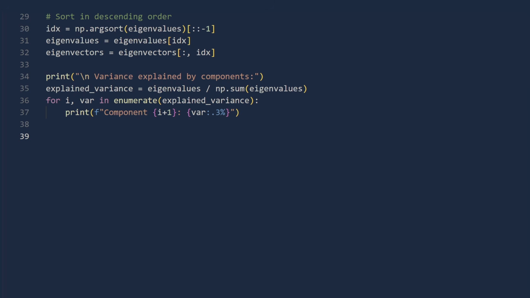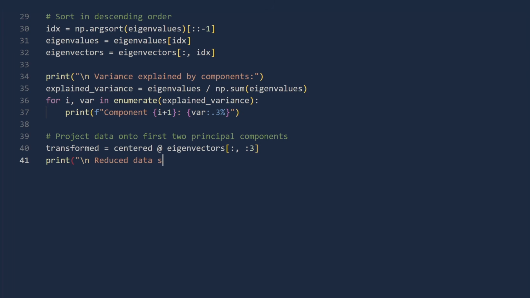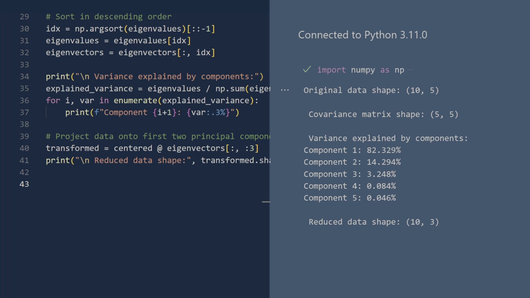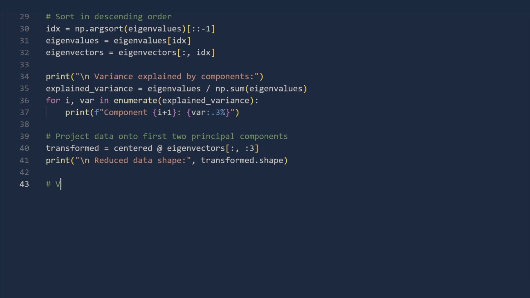Let us put this to the test. We can project our data onto just the first 3 principal components, reducing our data from 5 dimensions to 3. Run. But how much information have we lost in this process? We can check by trying to reconstruct our original data and measuring the error.